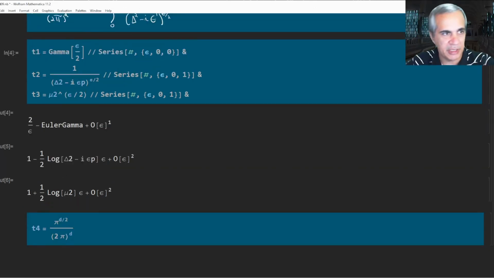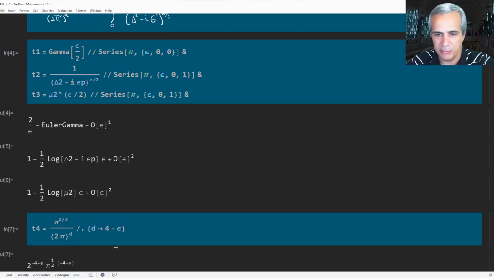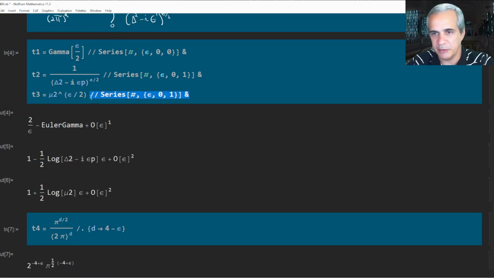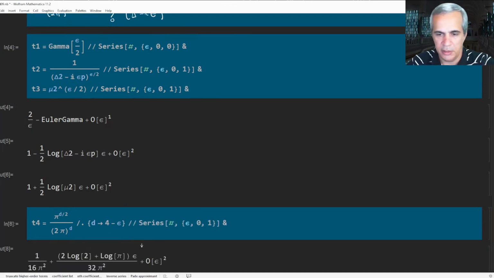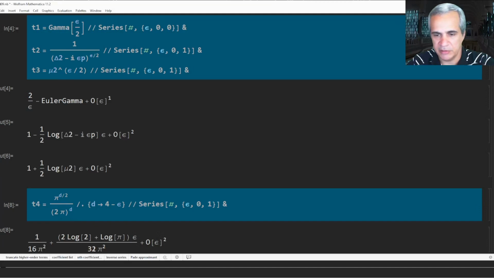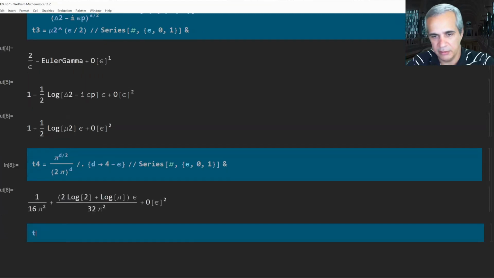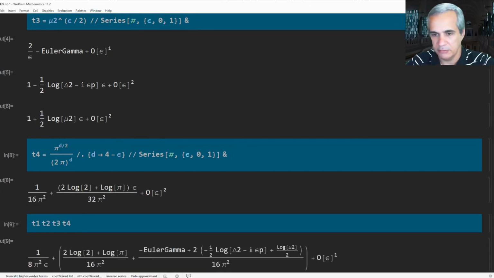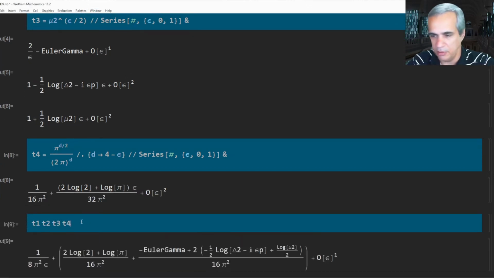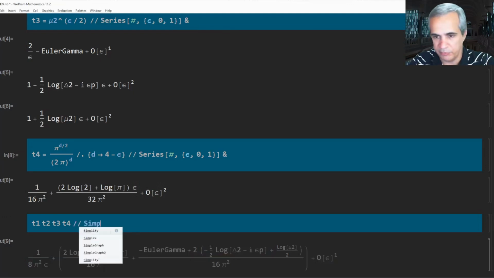Also, I want to do the expansion in epsilon, so I will exchange d for 4 minus epsilon, right? That writes the expression in terms of epsilon, right? And then I do the series expansion using this command right here. And there it is, right? There's a bunch of constants, right? Now I can multiply these 4 things, right? Term 1 times term 2, term 3, and term 4. Be kind of okay, but I can improve the visibility here.